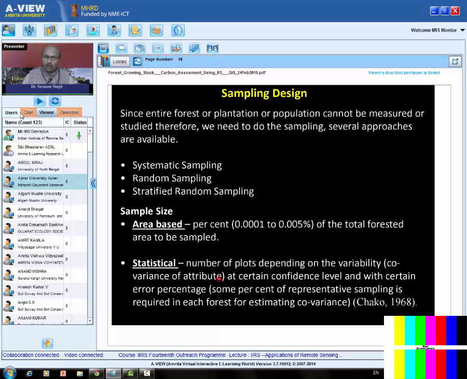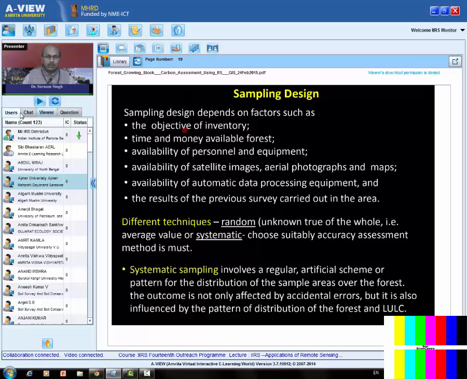If you have some information already available from your area, then the statistical method is better, because you can use the variance and covariance which is already available to decide on the number of sample plots. So that will be more scientifically accurate actually. Then the sampling design depends upon factors like the objective of the inventory, the time and money available, the availability of persons to handle it, the instruments, the satellite images, the automatic processing equipment, and the results from earlier work, which we can use also.